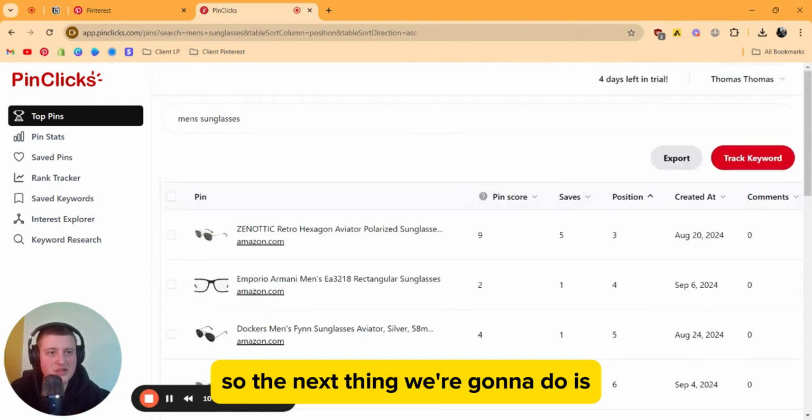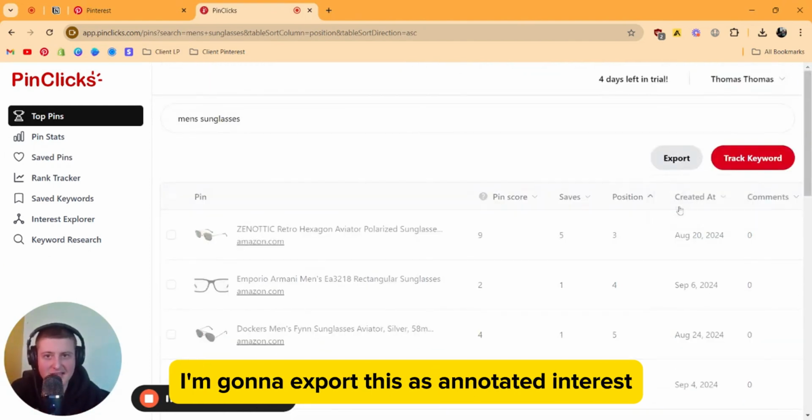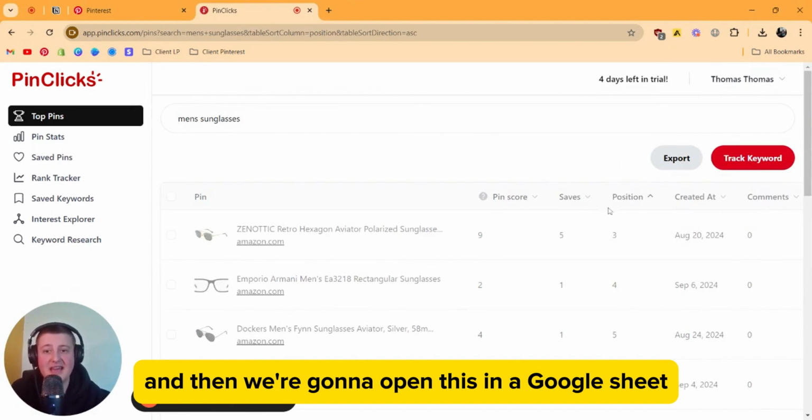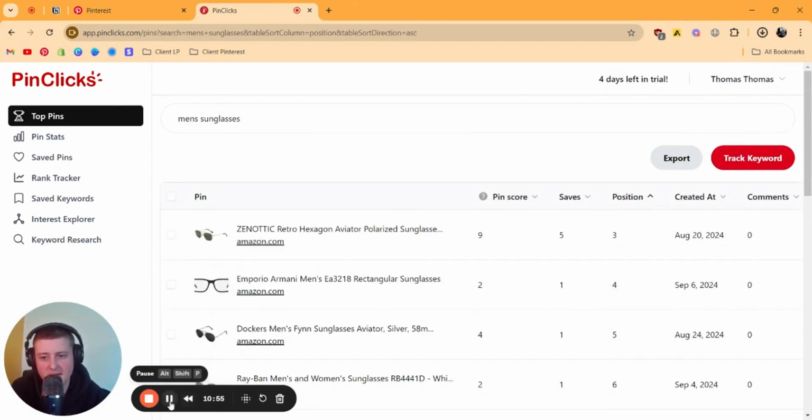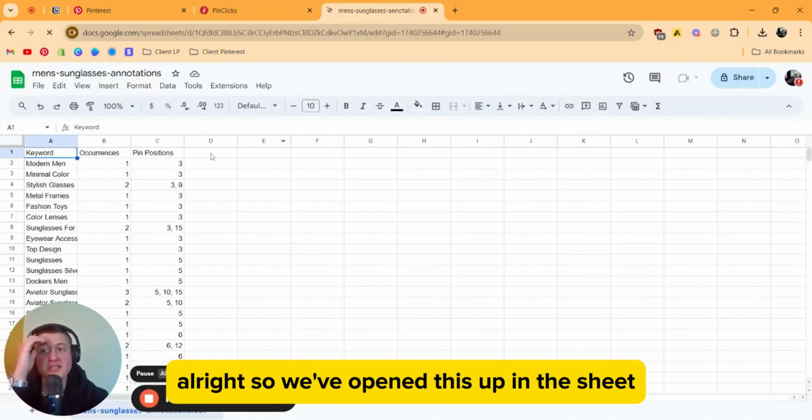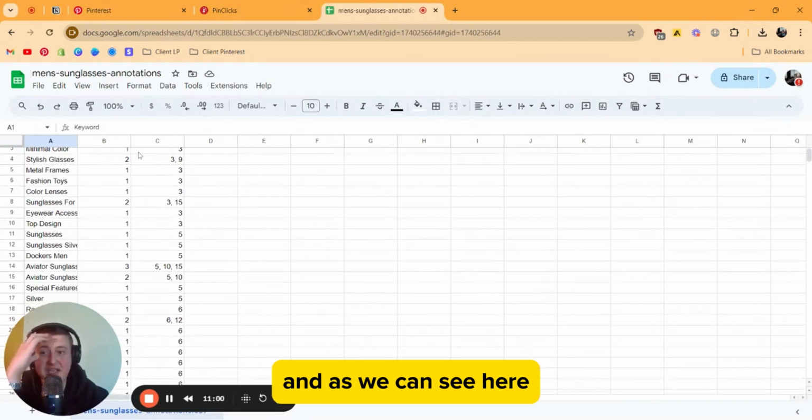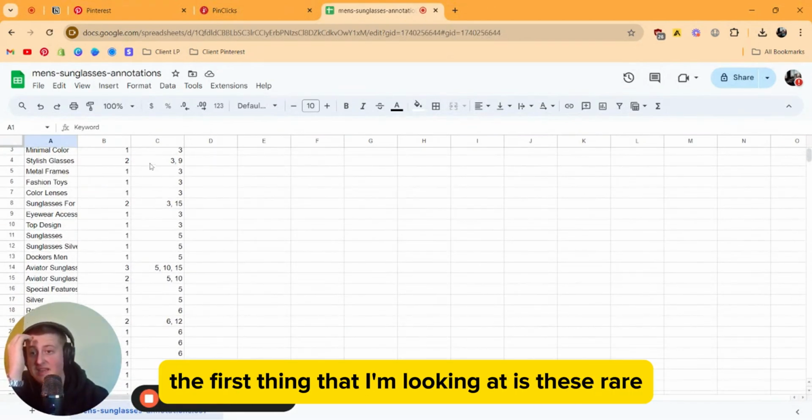So the next thing we're going to do is I'm going to export this as annotated interest, and then we're going to open this in a Google Sheet. All right, so we've opened this up in the sheet, and as we can see here, the first thing that I'm looking at is these reoccurrences.